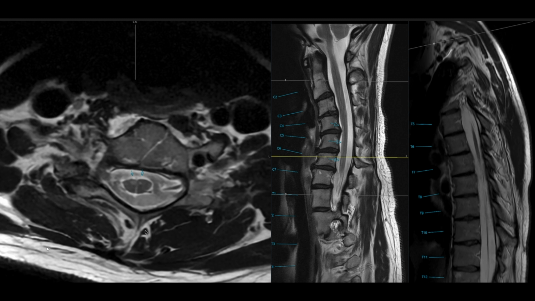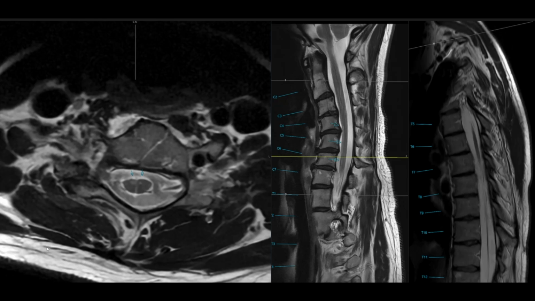Let's start with the cervical spine MRI, and as you can see on this axial T2 image at the level of C6, you can see very distinct symmetrical signal changes anteriorly in the spinal cord gray matter. This is the classic "owl-eye" appearance, representing the permanent loss of anterior horn motor neurons.